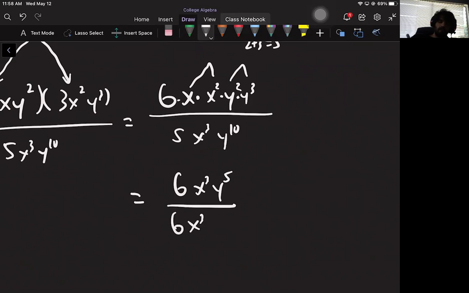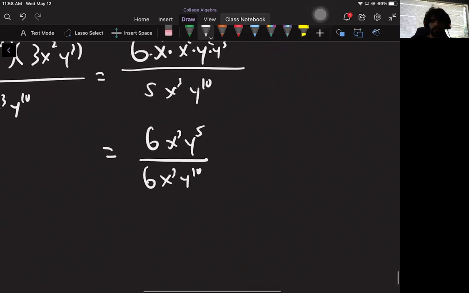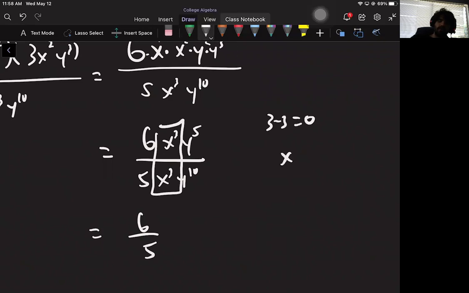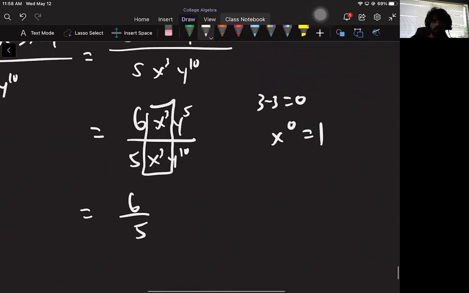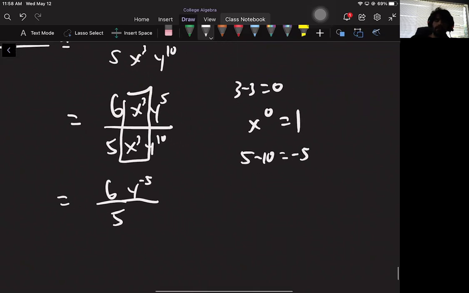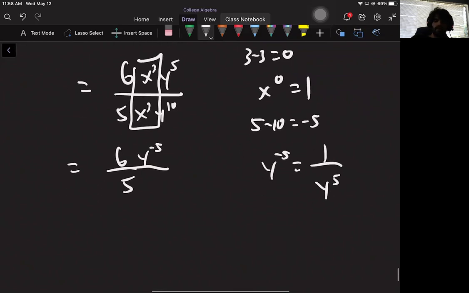And then I get this. Oops, sorry, the bottom was a 5. Well, now the x's all completely cancel out because they have the same power. So 3 minus 3 is 0. So I'm left with x to the 0, which is just 1, which I don't have to write. But the y's, 5 minus 10 is negative 5. So I'm left with y to the negative 5. But now we can use our other rule. y to the negative 5 just means 1 over y to the 5. So a negative power means flip it over. So then it simplifies to just that.